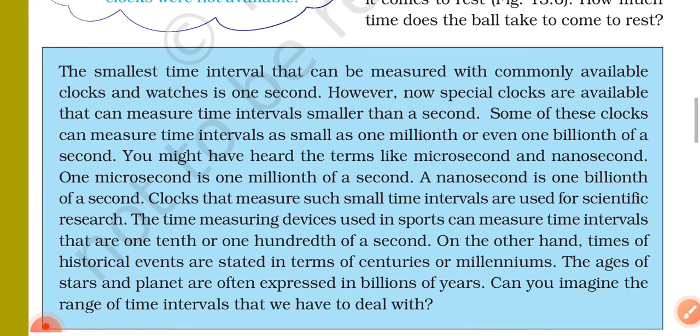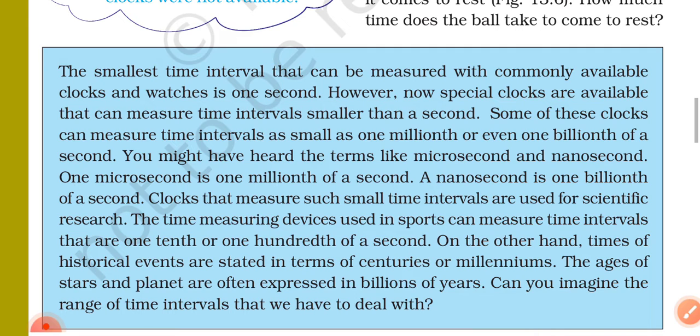Here is the information: the smallest time interval that can be measured with commonly available clocks and watches is 1 second. However, now special clocks are available that can measure time intervals smaller than a second. Some of these clocks can measure time intervals as small as a millionth or even a billionth of a second. You might have heard the terms like microsecond and nanosecond. 1 microsecond is one millionth of a second. A nanosecond is one billionth of a second.